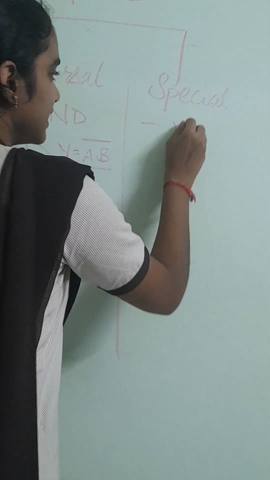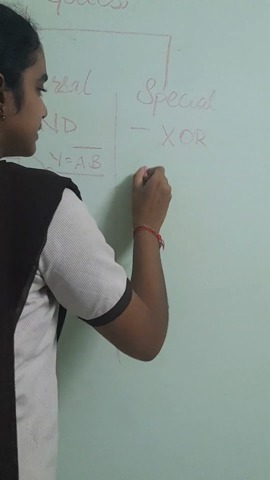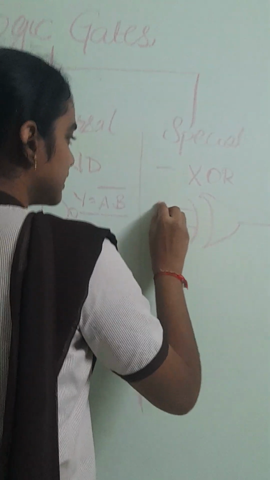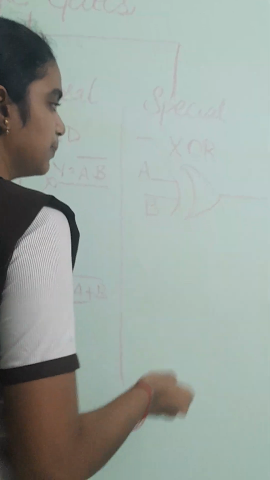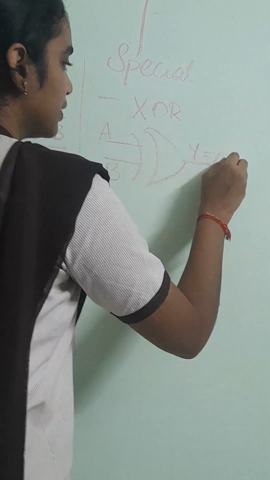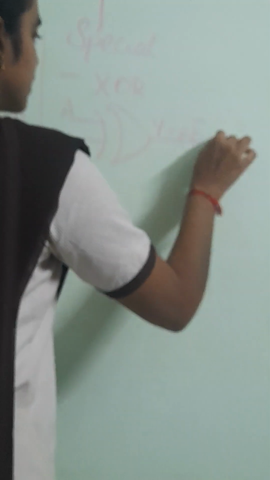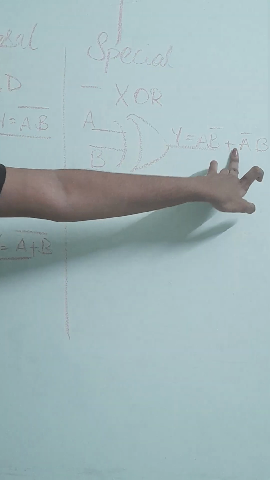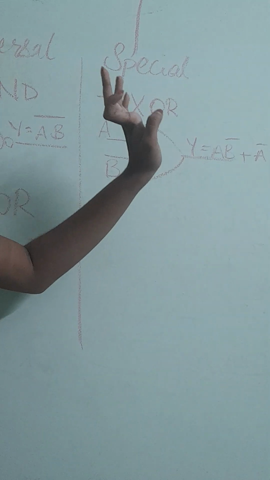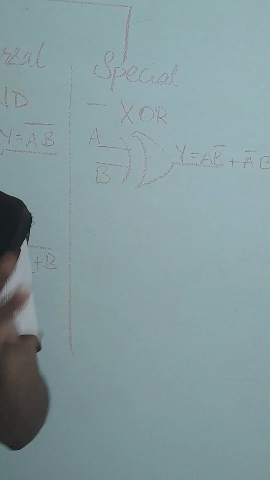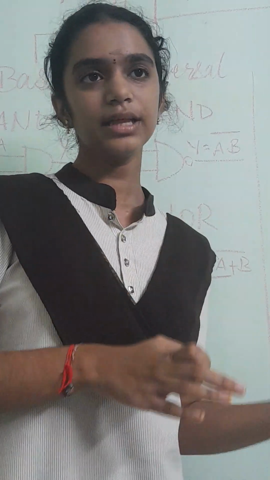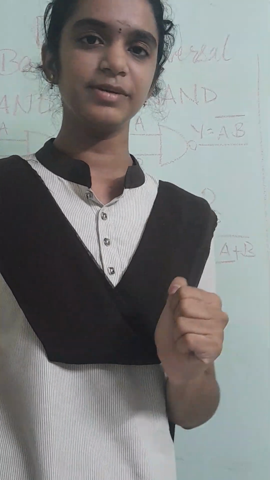Now coming to special gates. In special gates we have the XOR gate, and it is symbolized like this. So if A and B are the inputs, Y will be the output A B bar plus A bar B. This is the Boolean equation. In the XOR gate, if both the inputs are the same, the output will be 0, and if the inputs are different, the output will be 1.